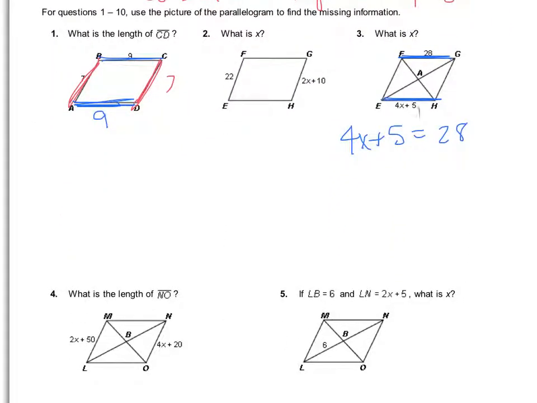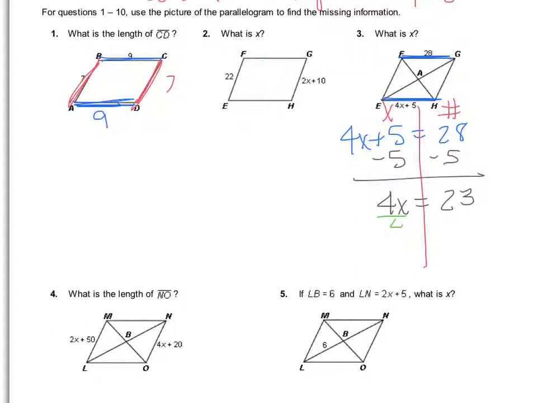And I can solve, which means I want x's on one side and my numbers on the other. So that means I need to subtract 5 from both sides. So I get that 4x equals 23. And then I'm going to divide both sides by 4. And I get that x equals 5.75. So that would be my answer in this case.